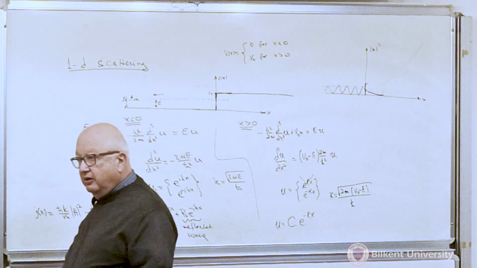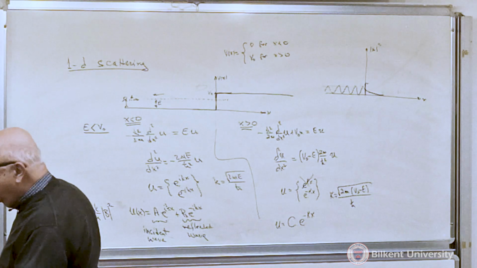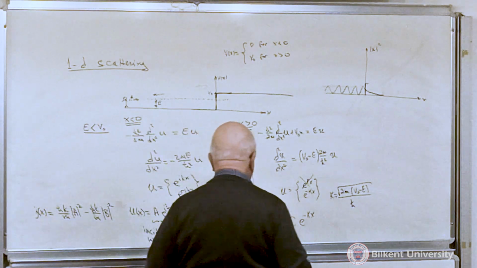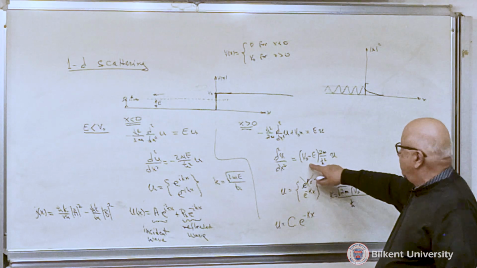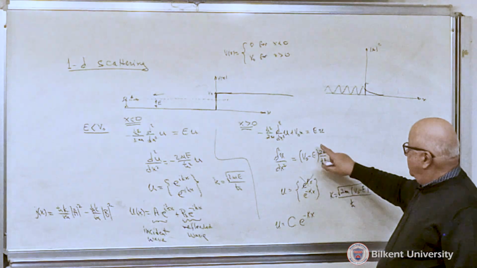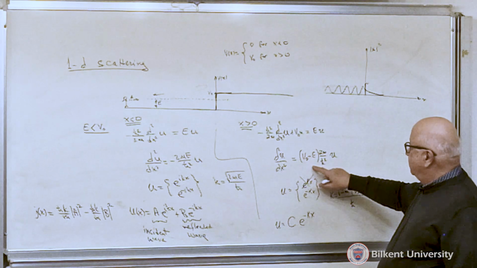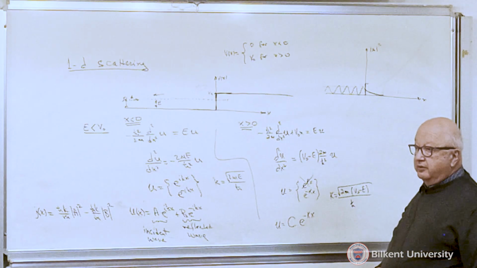Shouldn't we have an i in the exponent of u, e to the ikx? Over here? No, because you see this is positive now. This V0 minus E is positive, so k is real.